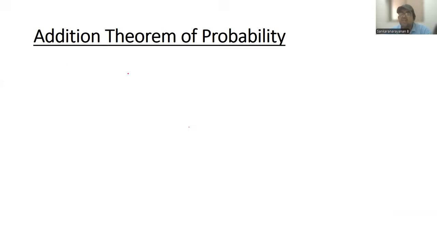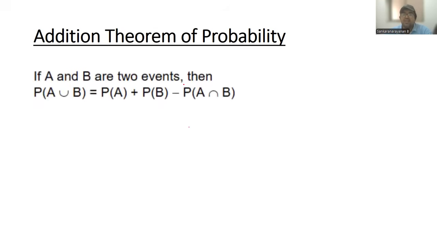When I am considering probability, all those N values, you replace with P. Then you know how it will look. If A and B are two events, P of A union B is equal to P of A plus P of B minus P of A intersection B. Now, I want you to look at this P of A intersection B. I have just mentioned that A and B are two events.